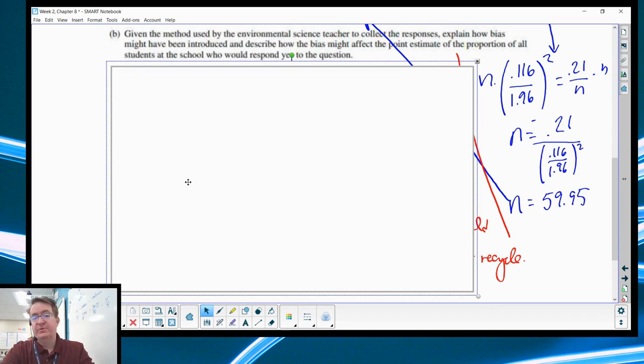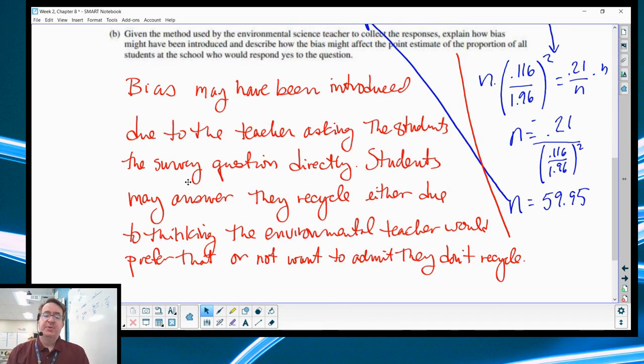Think about what happened. It was a random sample, but how did they answer the question? They went in and talked to the environmental science teacher. So bias may have been introduced due to the teacher asking the students the survey question directly. Students may answer they recycle, either due to thinking that the environmental teacher would prefer that or not wanting to admit that they don't recycle. And so because of that, your p-hat estimate for the proportion is going to be higher than what you want.